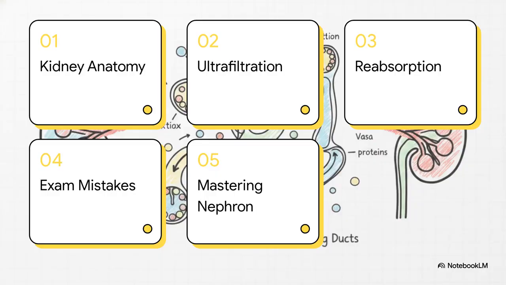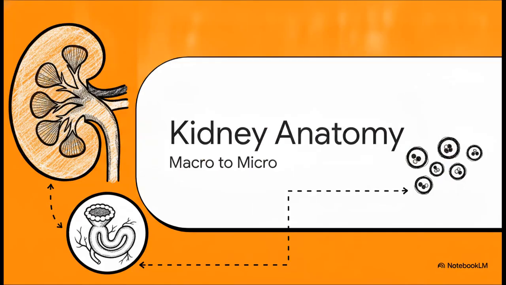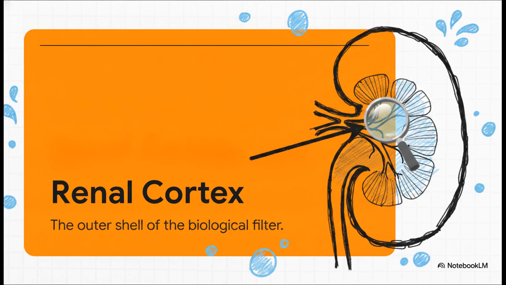Here is our roadmap. First, we'll cover the anatomy of the kidney. Then, ultrafiltration under pressure, the selective reabsorption process, and finally, common exam mistakes. Let's start with Section 1, Anatomy of the Kidney, moving from macro to micro. Let's take a look at a cross-section. Notice this outermost layer, Region A, the renal cortex. Think of this as the outer shell of our biological filter. Visualizing exactly where this sits physically is step one to understanding how fluids actually flow through the whole organ.